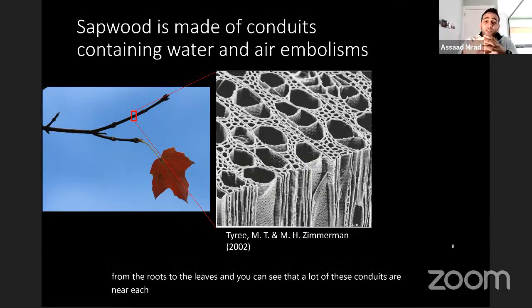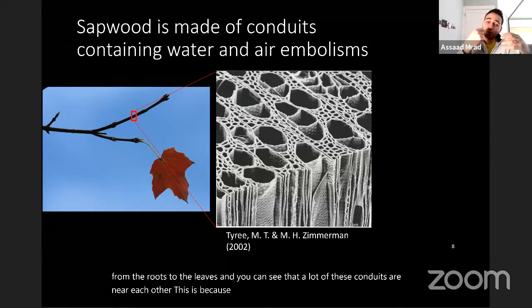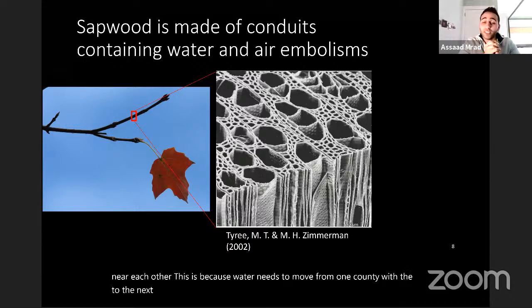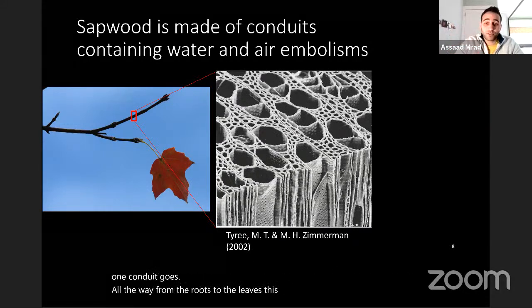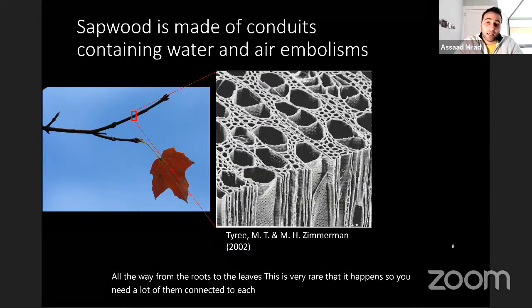This is because water needs to move from one conduit to the next on its way from the roots to the leaves. Because in fact, not one conduit goes all the way from the roots to the leaves. This is very rare. So you need a lot of them connected to each other to have a conductive pathway for the water.